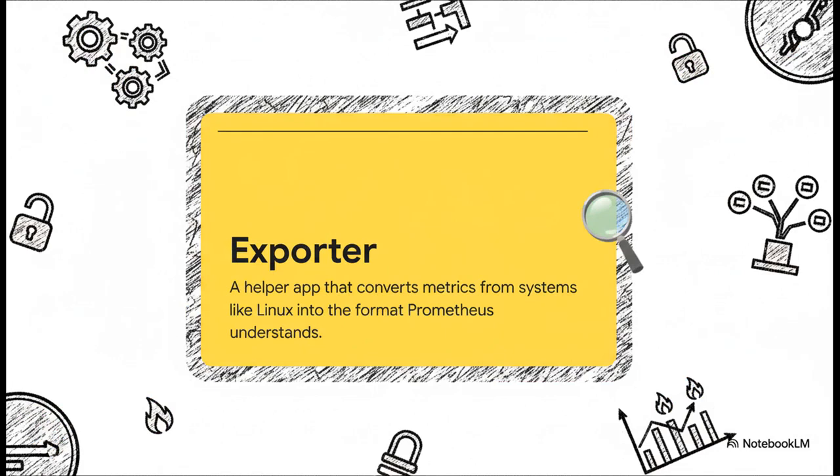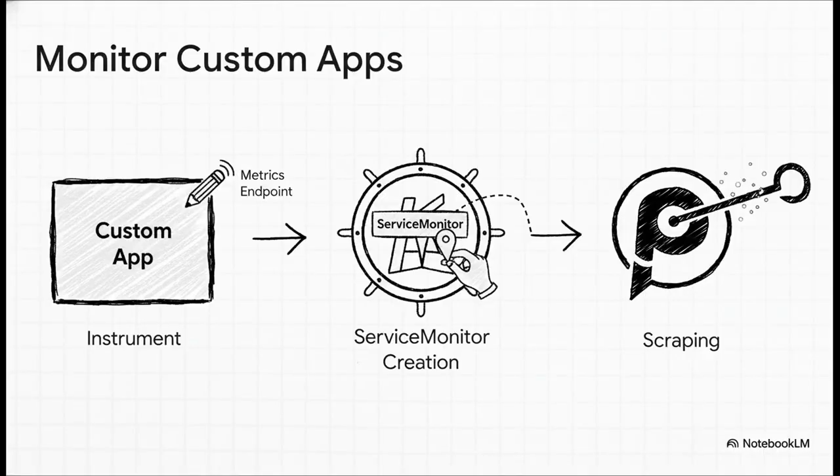So you might be thinking, okay, but how does Prometheus get data from my database or my Linux server? Great question. The answer is a little helper app called an exporter. Think of an exporter as a translator. It sits next to your database, reads its menu of metrics, and then translates them into the language that Prometheus understands.